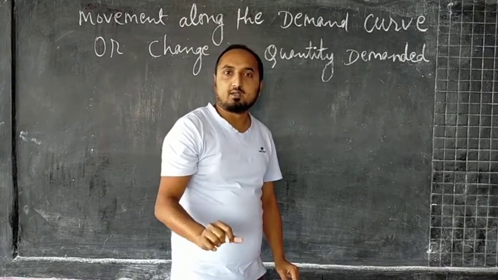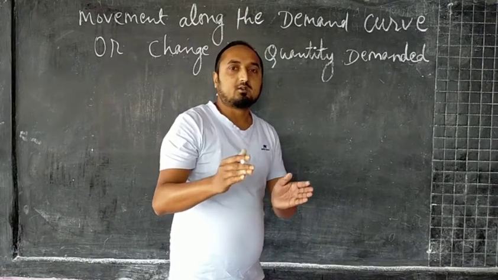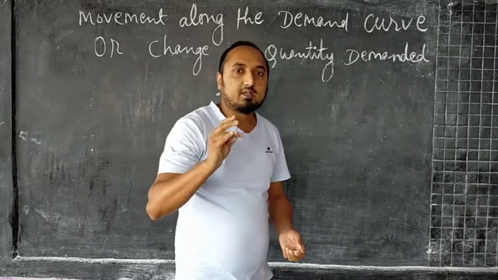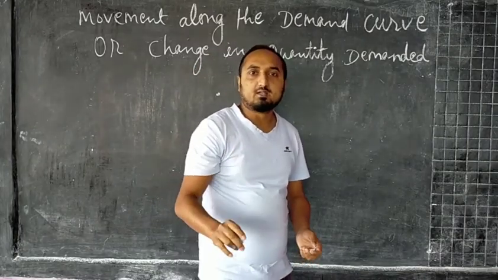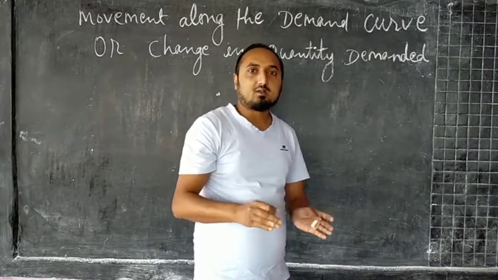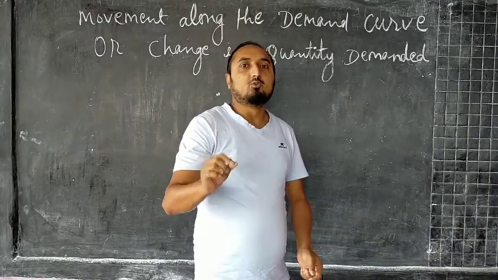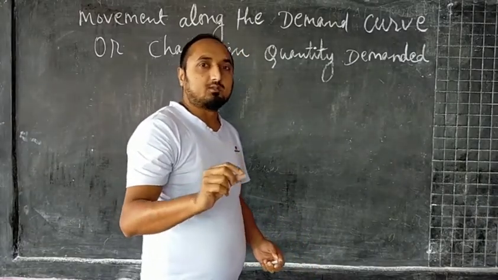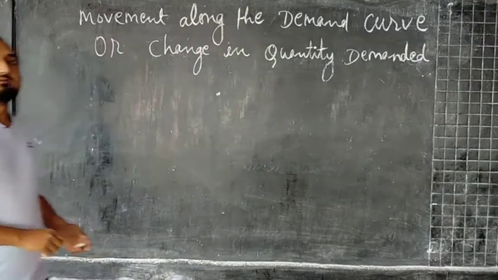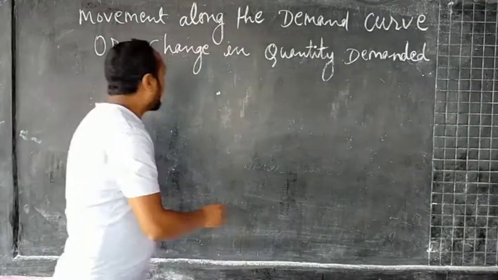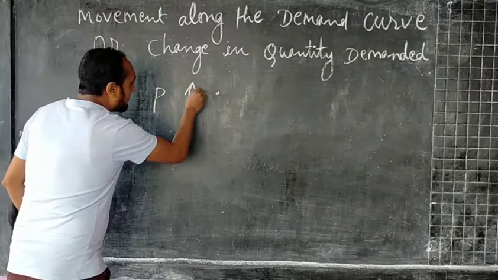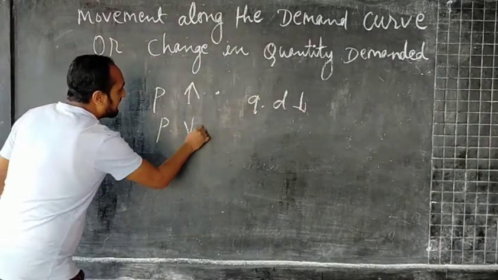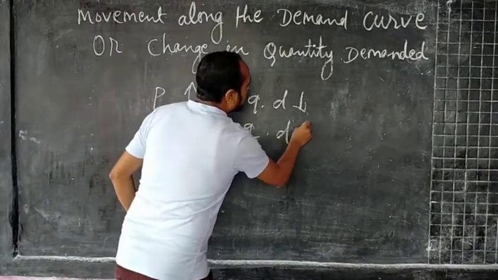When the quantity demanded of a commodity increases or decreases due to a rise or fall in the price of the commodity, and the other determinants like income of the consumer, taste and preference, credit facilities, government policies, etc. remain constant, it is known as change in quantity demanded or movement along the demand curve. That is, when the price of a commodity increases, quantity demanded will decrease, and when the price decreases, quantity demanded will increase.